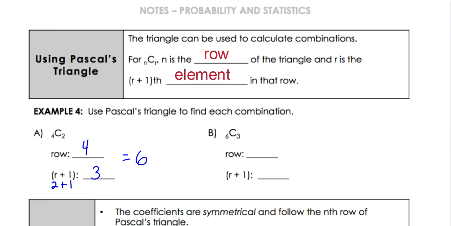So you may want to pause the video here and try B on your own. For this one, we're going to go to the 6th row. And then if we go one further than 3, that puts me at the 4th item or element in that row. So 6th row down, 4th element over would be 20 ways to choose 3 items from 6.